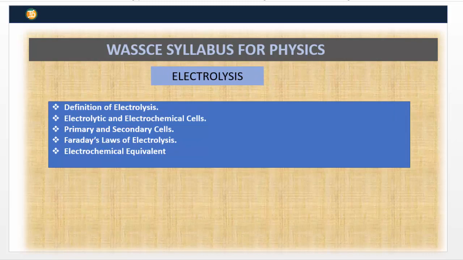And next is electrolysis. This aspect involves the decomposition of a chemical substance by passage of an electric current. Under this aspect, you'll be tested on the definition of electrolysis, electrolytic and electrochemical cells, primary and secondary cells, Faraday's laws of electrolysis, and electrochemical equivalent.